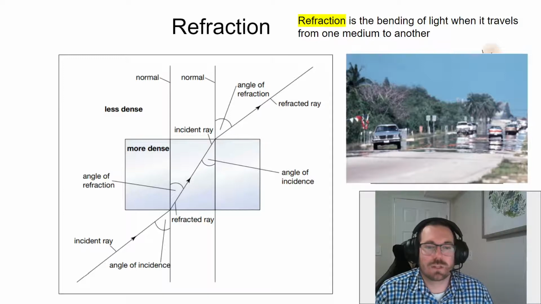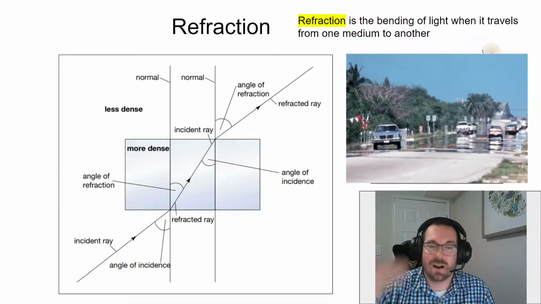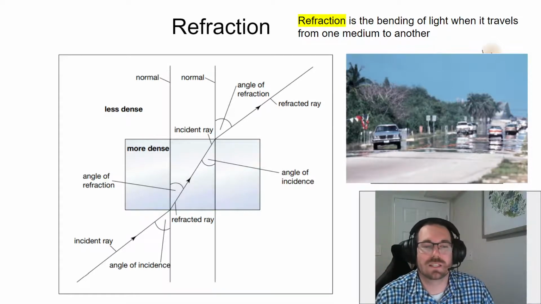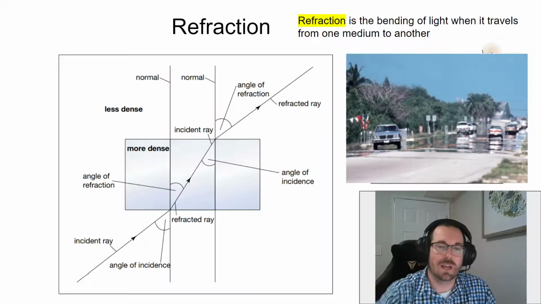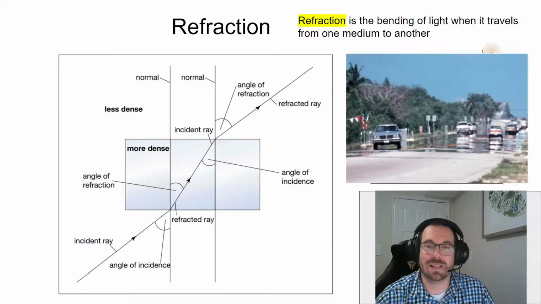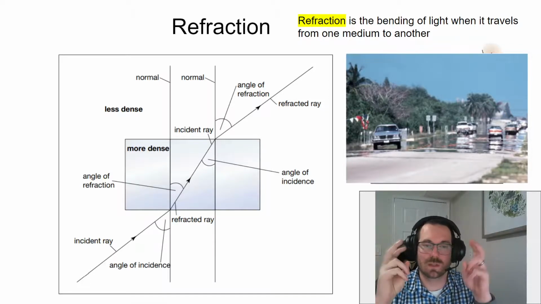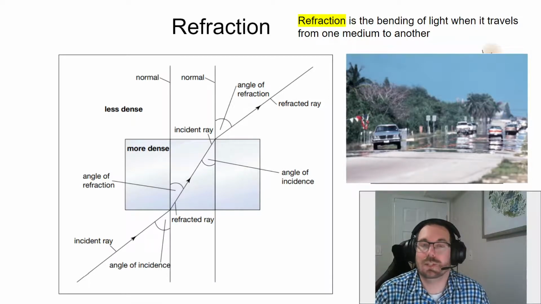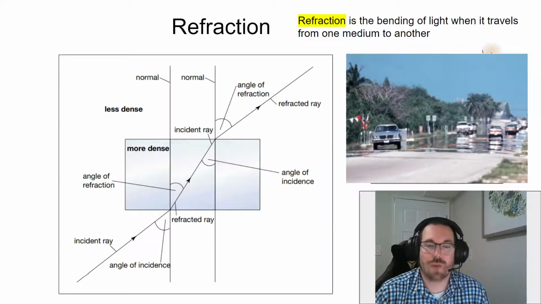The air closer to the ground is hotter and less dense than the air higher up, and as a result, light from the sky directed at the ground is bent upwards as it enters the less dense air. And so the pools of water were actually images of the sky refracted by warm air near the ground.